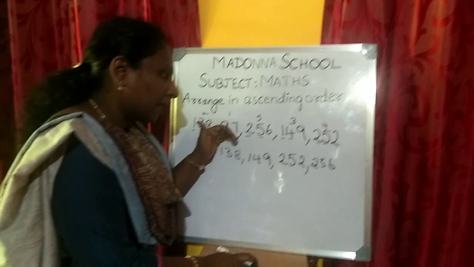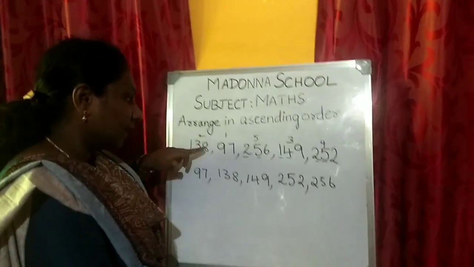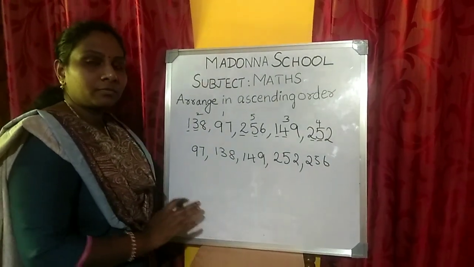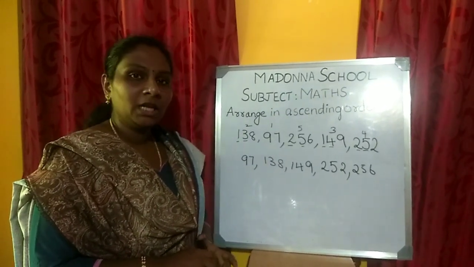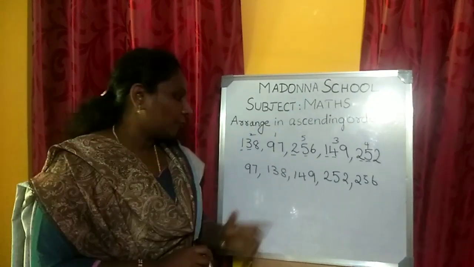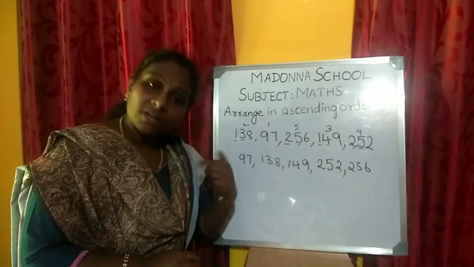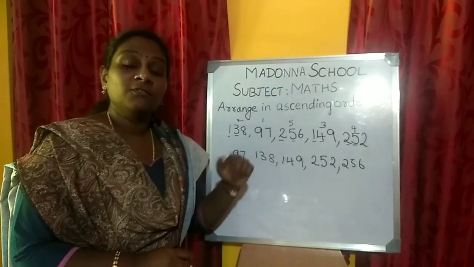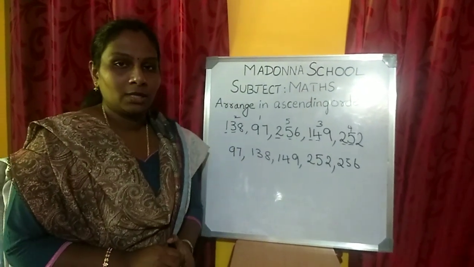See children, you have to follow the steps. First you have to compare the digits, then the first digit, then the second digit, and only last you compare the last digit. Okay. Once again I repeat the steps, children. First you have to compare the number of digits. If the number of digits is the same, then you compare the first digit of the numbers. If the first digit is the same, then you compare the second digit. If the second digit is also the same, then you compare the third digit. Okay.